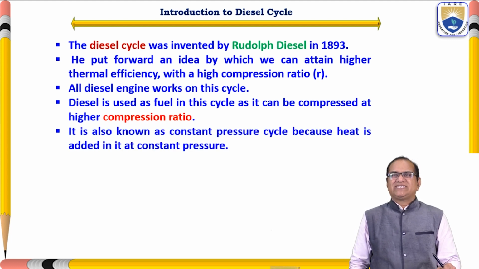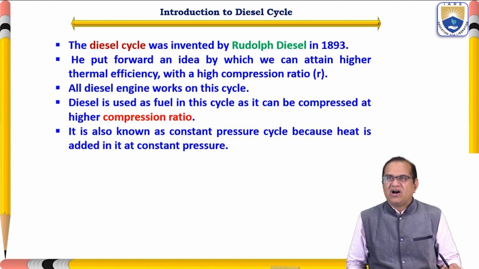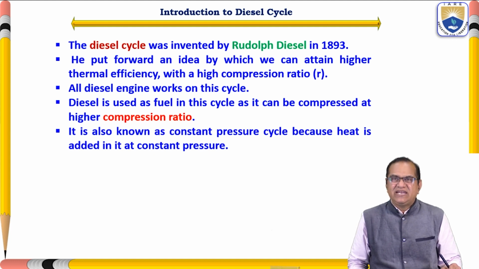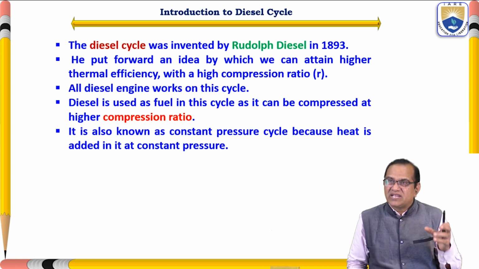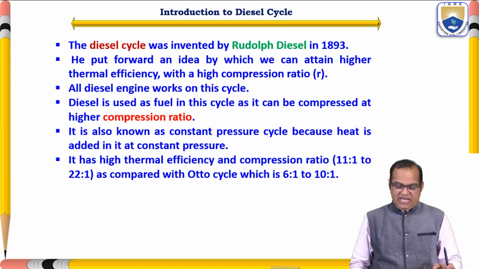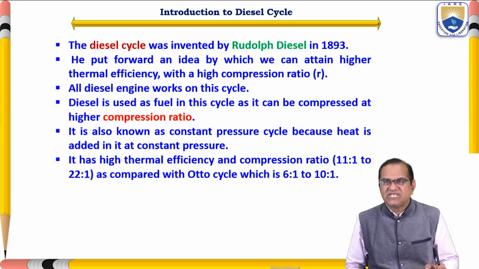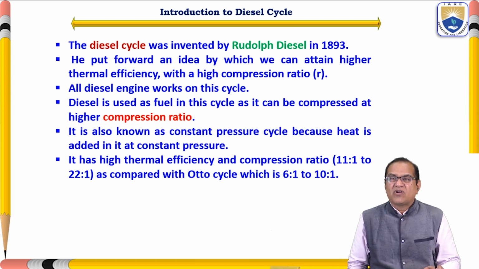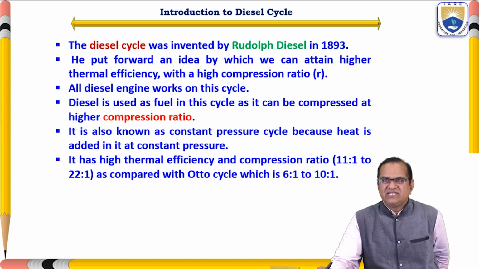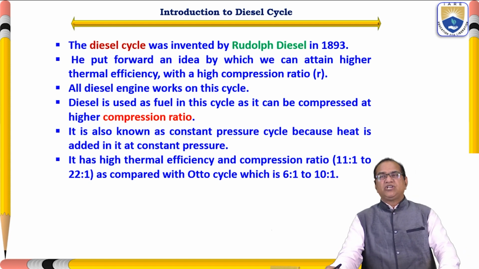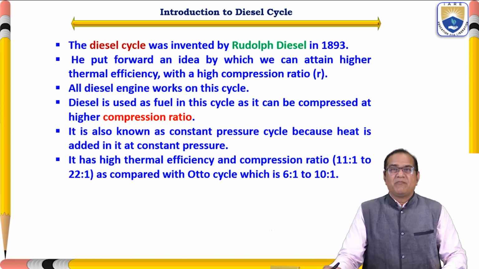It is also known as the constant pressure cycle because heat is added at constant pressure. In this constant pressure process, we are giving the heat, or burning the fuel. It has high thermal efficiency, and the compression ratio ranges from 11:1 to 22:1. Mostly, any diesel engine will work between 14 and 18:1 compression ratio.